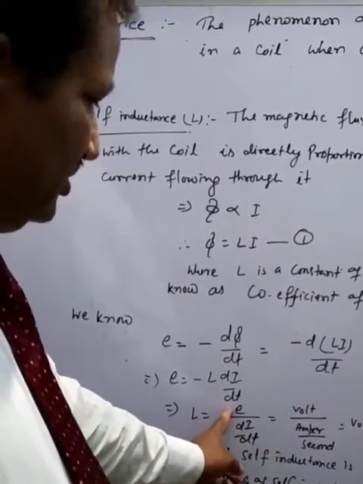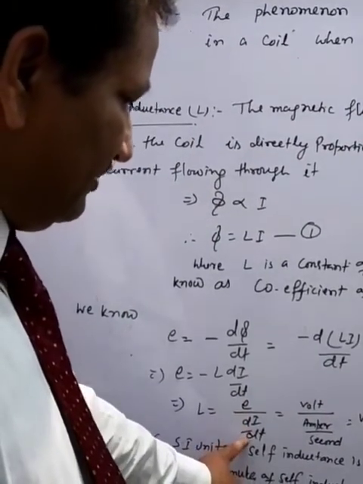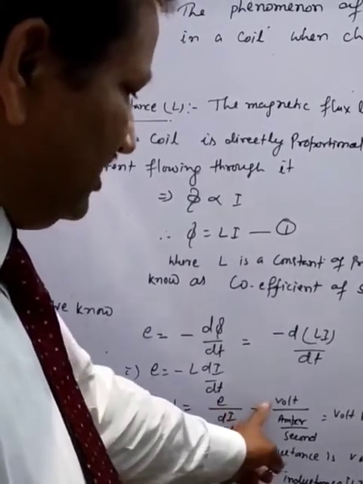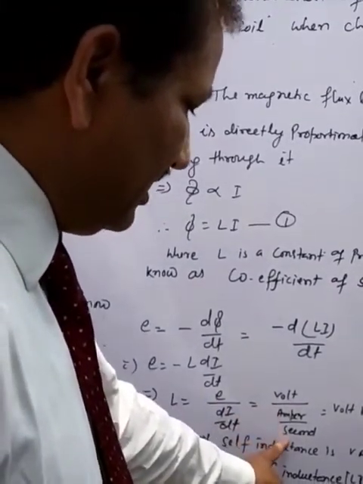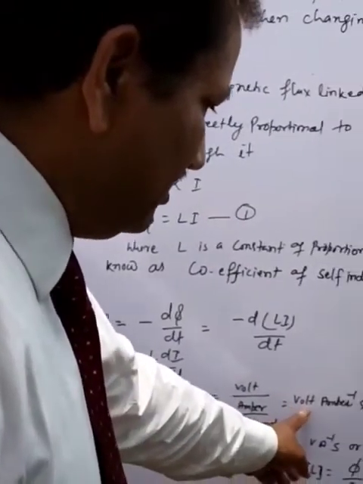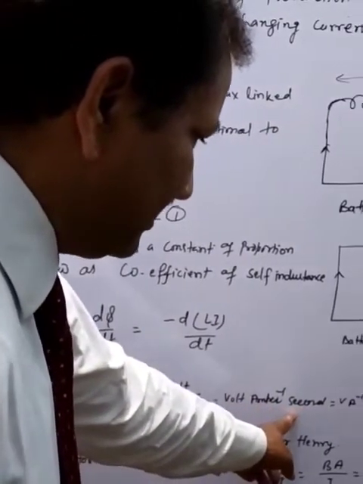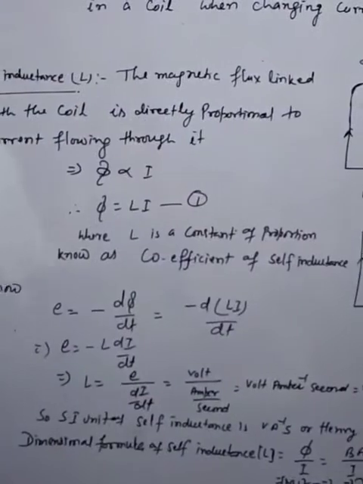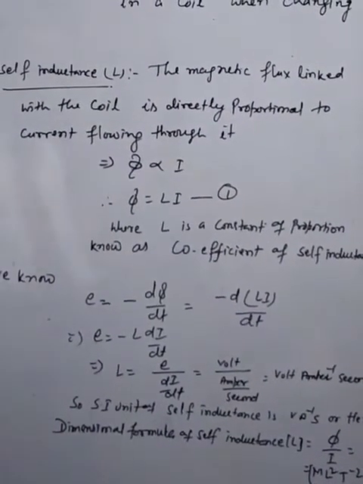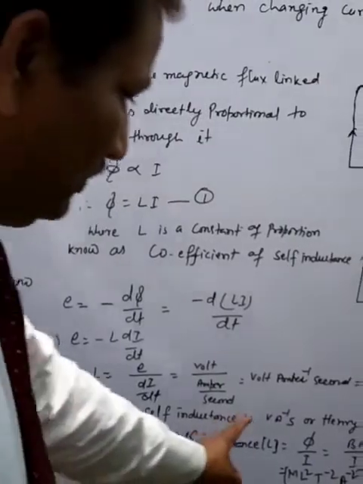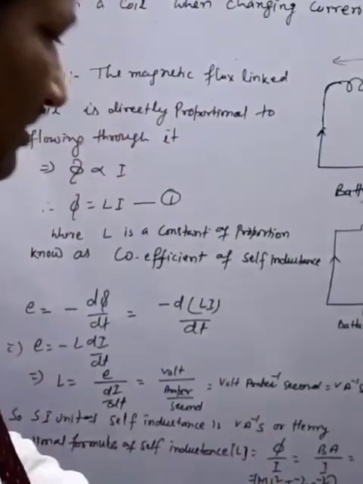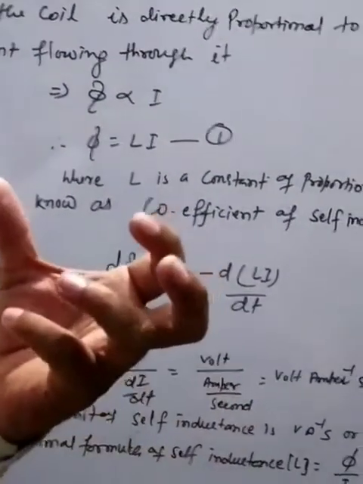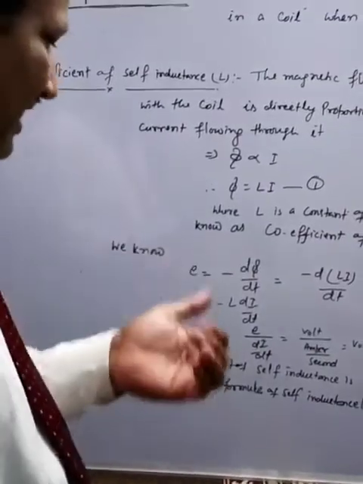So E is the potential and dI upon dt is the rate of change of current, so the unit of L is volt per ampere second. So the SI unit of self-inductance is volt per ampere second, or Henry. 1 volt per ampere second is equal to 1 Henry.